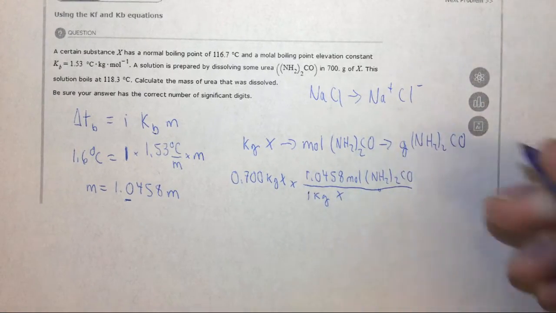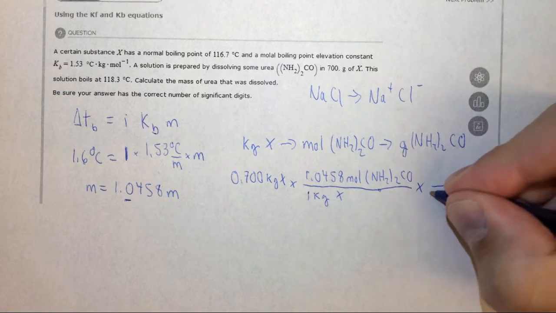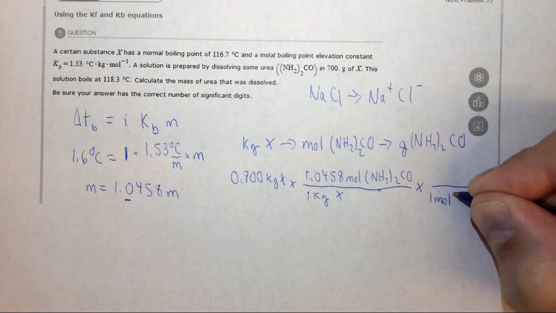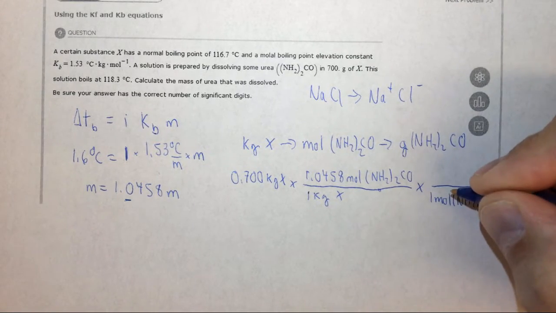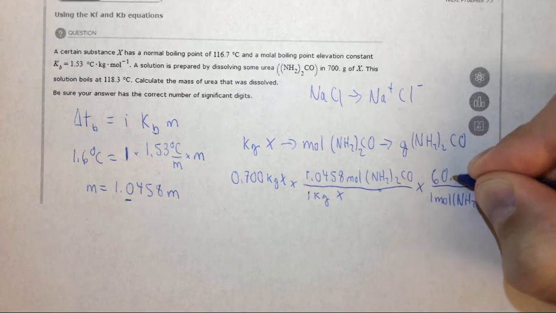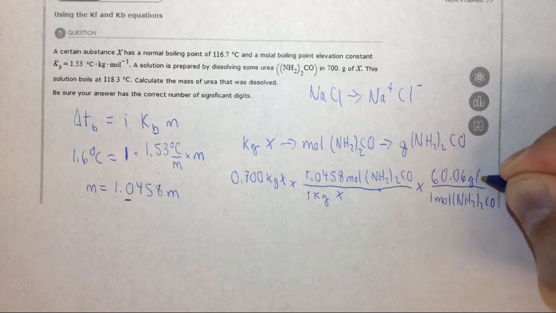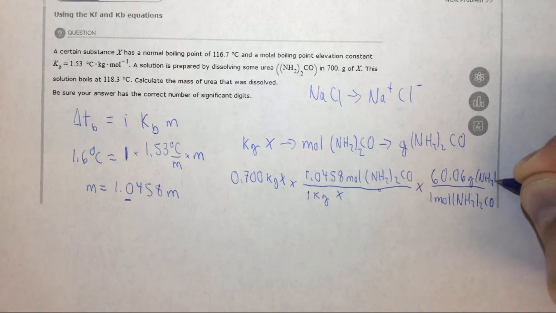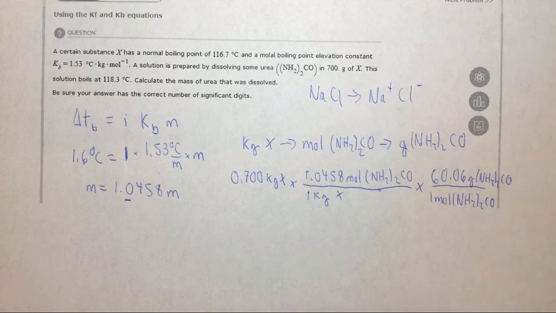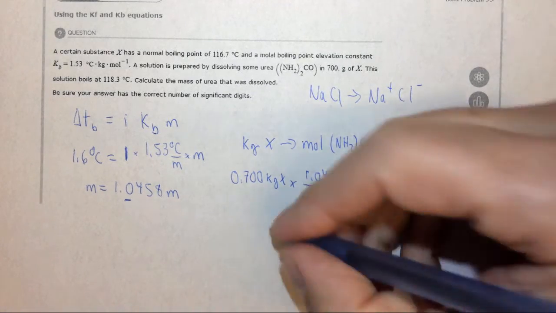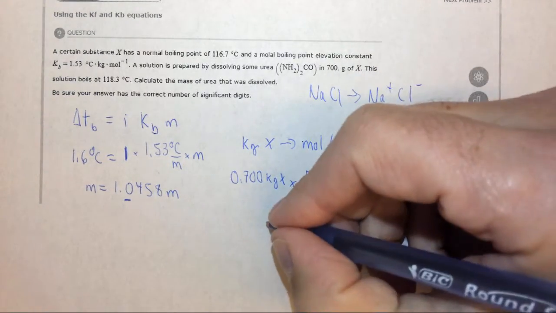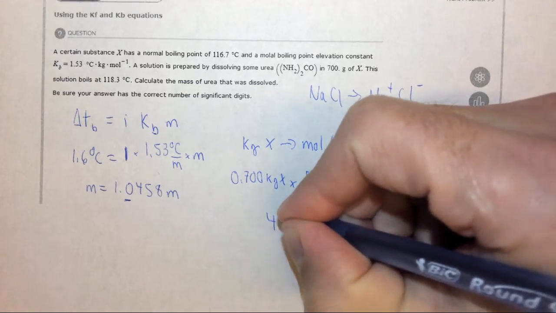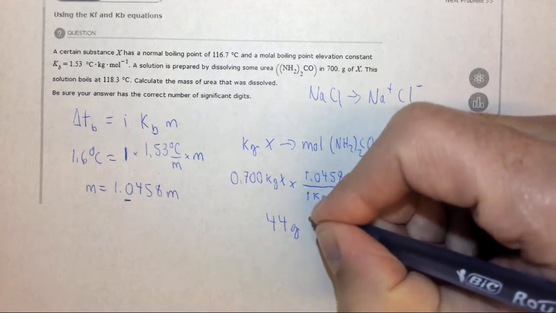Then we just need to convert from moles to grams, times, we put 1 mole of urea on the bottom, and on top the molar mass, which is 60.06 grams of urea, which goes on top. Multiply by the top, divide by the bottom, and we end up to 2 significant figures. Remember that our molality is 2 significant figures. To 2 significant figures, we end up with 44 grams of urea in this solution.